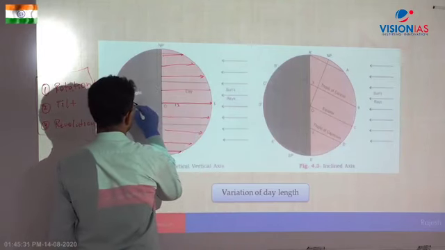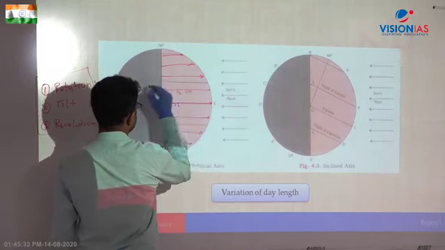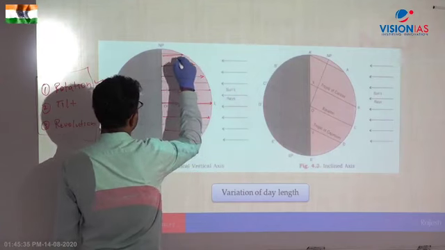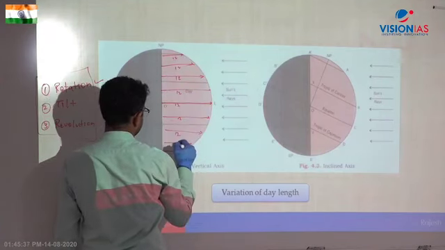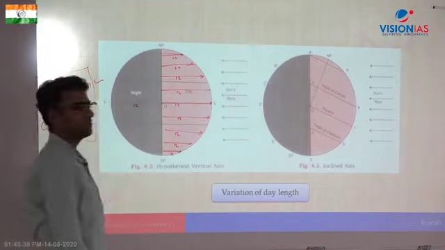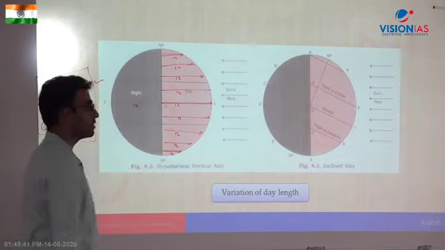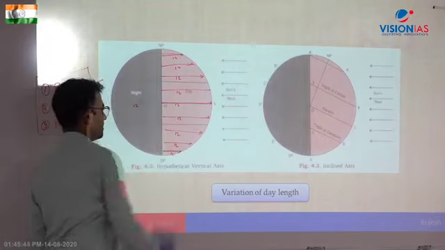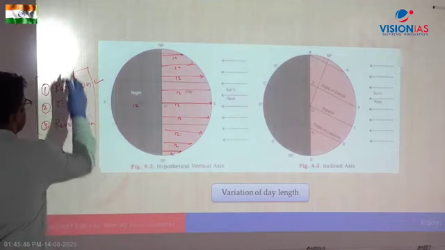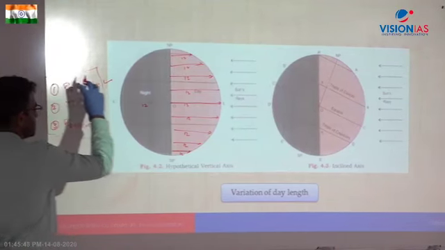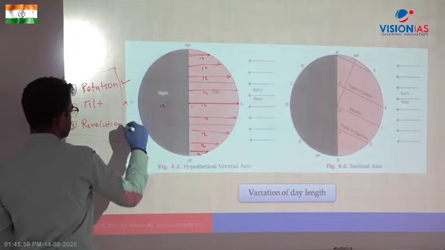12 hours of day, 12 hours of night, 12 hours of day, 12 hours of night. There is equal day, equal night. So this is when the rotation is there, there is no tilt, there is no revolution.